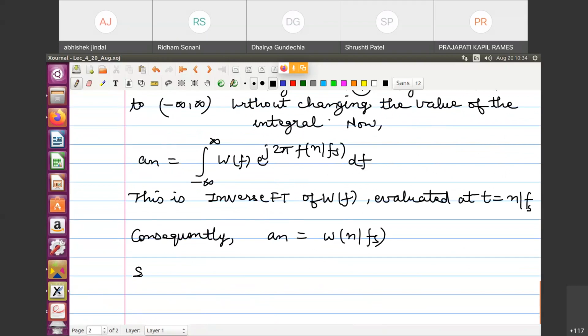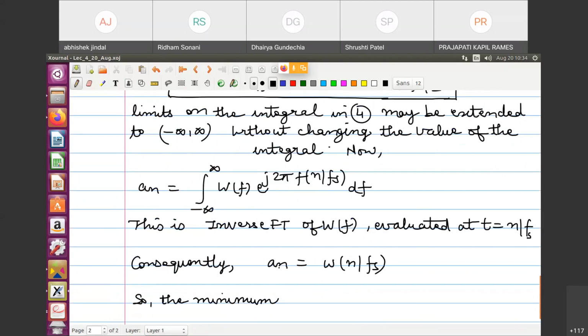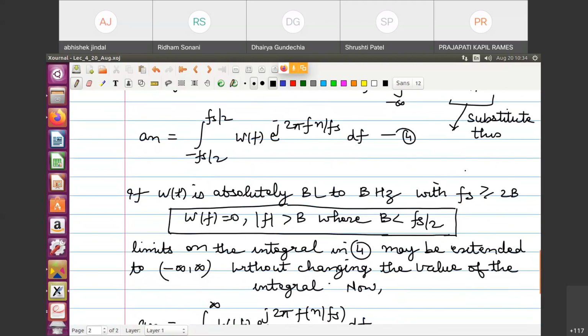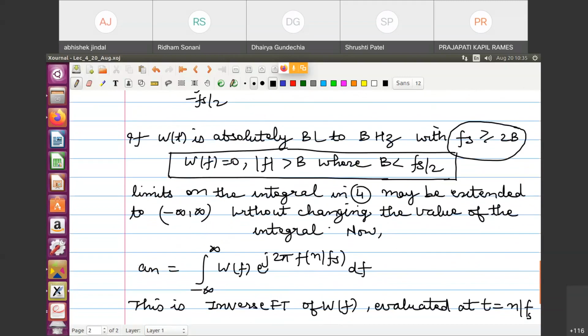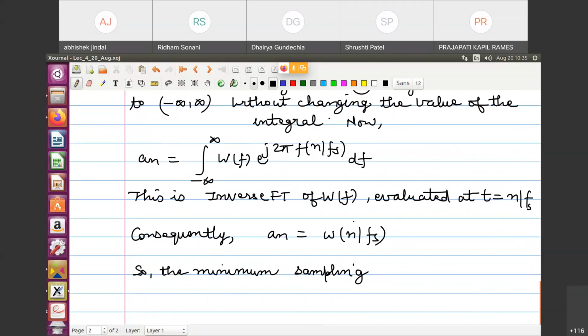So the minimum sampling rate, I am right now not commenting on why you get this. So this should be left as some sort of a thinking homework: why is this condition required? If at all it is less than, then what will be the problem? Such things are left for you to think, and maybe they will form part of the exam. But be assured, whatever we have discussed in the lectures, you can derive anything. Whatever questions I am relegating to homework, you can easily derive those things.